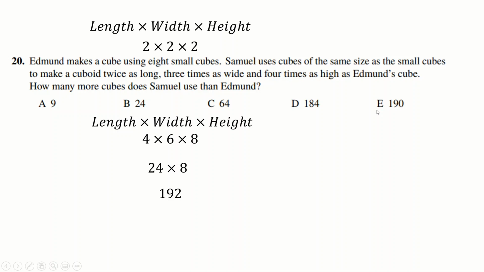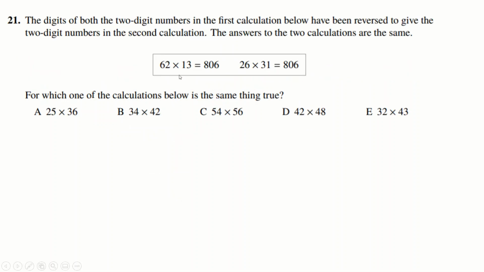Now that's not an answer, again, question writers being kind to you, because if that was an answer I would 100% have circled it, but actually it's how many more cubes does Sam use than Edward? Edward used 8, he used 192, 192 minus 8 is 184. So they let you off with that one by not making 192 an option, I felt.